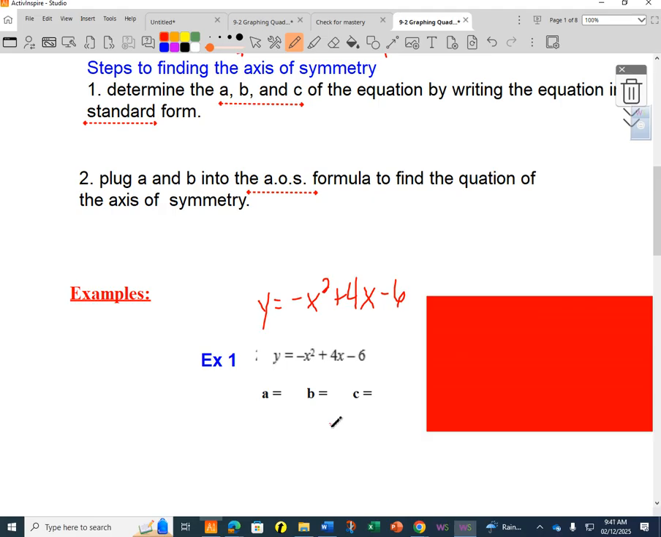What's the a? Do you know, Brandon? That's the trickiest one here. Danielle? Is it negative x? No. Negative 1, very good. Negative 1. Remember, if you don't see a number there, that's a 1. What's the b, Peyton?